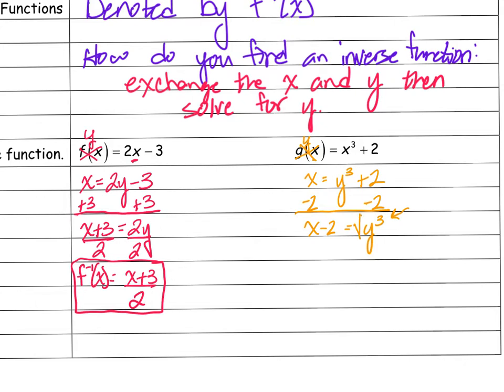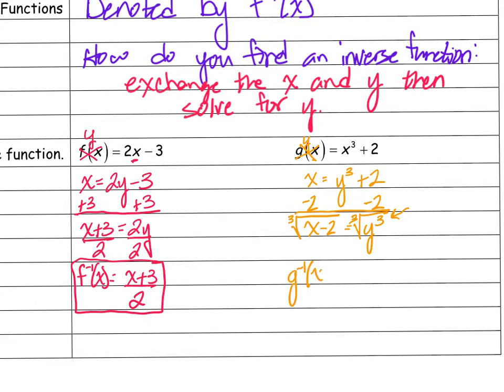So I'm going to take the third root of that. And then if I do that to one side, I have to do it to the other side. Make sure it's a cube root right there, right? So now the cube root of y cubed is y, but I don't want to write it as y. I want to write it as g inverse.